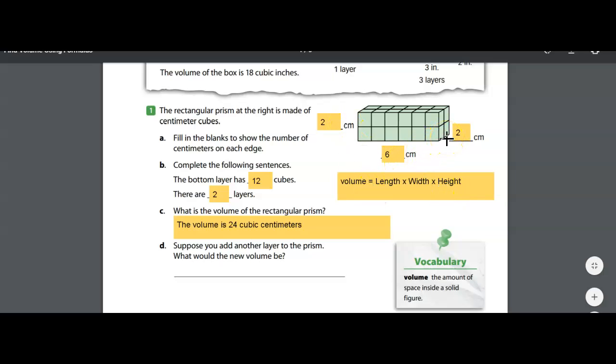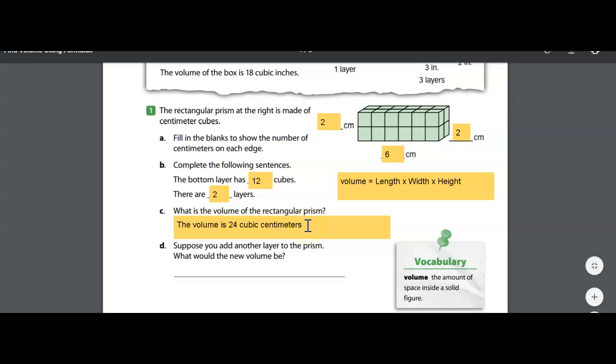6 times 2 is 12. 12 times 2 is 24. Now some may think, Miss Coville, I got my answer using a different formula. Which formula did you use? I multiplied 12, the number of cubes on my bottom layer, by 2, the number of layers, and I got the same answer, 24 cubic centimeters. And that is correct as well.